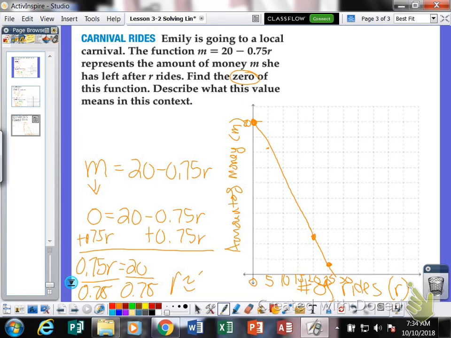Yeah, it's 26.6 repeating, so 26 2/3. So basically she can ride 26 2/3 of a ride, but then again you can't ride 2/3 of a ride, so it has to either be 26 or 27. Well, she can't ride 27 rides because then she's going to go over her amount that she had of $20. So it's describing what this value means. So the most rides that she can ride is 26 rides without going over.